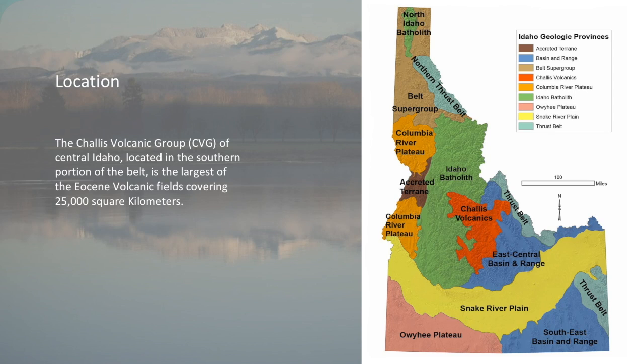Challis Volcanic Field occupies the valley of the Little Wood River and its tributaries in the Haley and Idaho Falls of southern Idaho. The Challis Volcanic Group covers approximately 25,000 square kilometers in Idaho, making it the largest Eocene volcanic field.